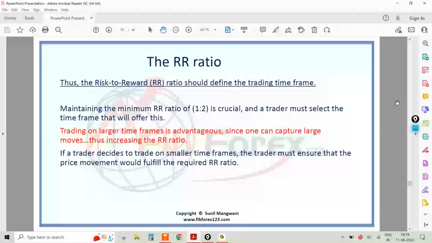So you want to be trading along with them. Obviously, trading on larger term time frames makes your systems more effective. If you decide to trade on smaller term time frames, and I mentioned this last time, even today scalping in Forex really does not work.